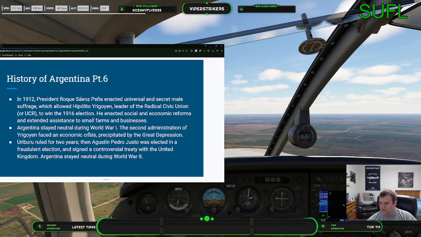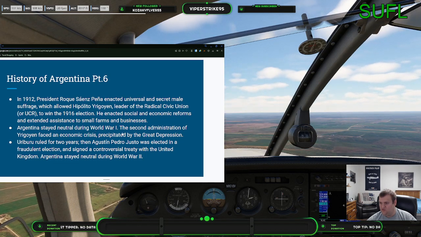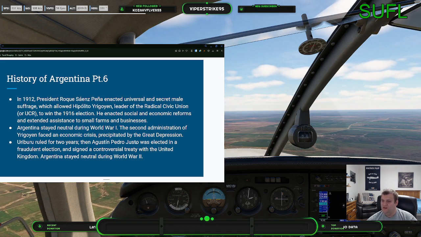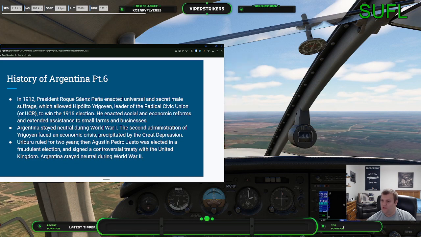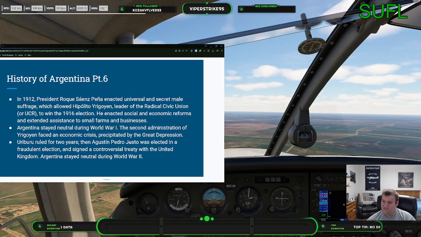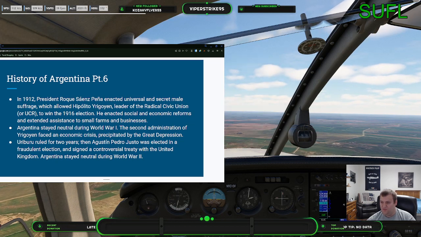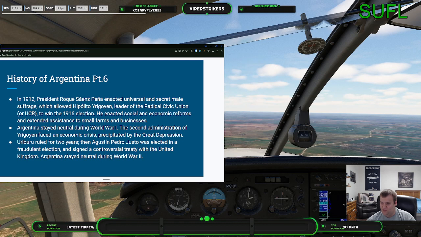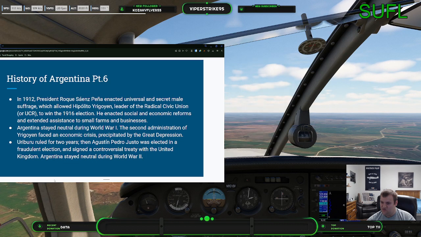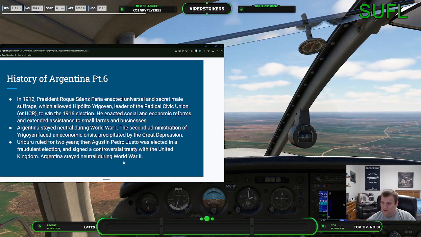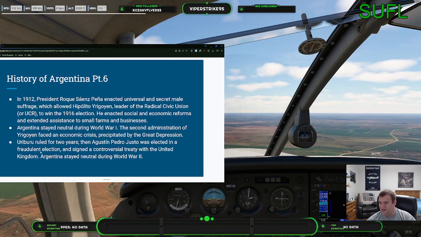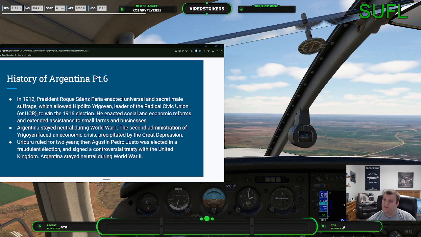In 1912, President Roque Sáenz Peña enacted universal suffrage, which allowed social and economic reforms to continue growing, and Argentina remained neutral during World War I. However, the second administration of Yrigoyen faced the Great Depression, so he was ousted from power by the military-led José Félix Uriburu. Although Argentina still remained one of the 15 richest countries in the world, the coup d'etat started the steady decline that pushed the country back to underdevelopment.